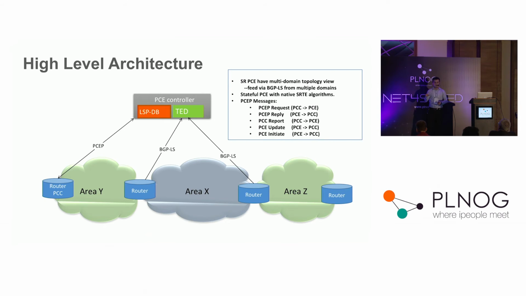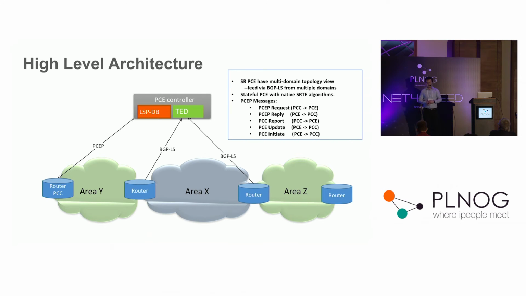The LSPDB database holds the LSPs that are created now, like the traffic engineering LSPs, based on requests. So the question is, how does the controller know what we have down in the network? The example here is something like this. At the left-hand side we have a PCC. What is a PCC? A PCC is a path computation client. It can be any device in the network, a router or a switch. A PCE is a path computation element. This is the controller.